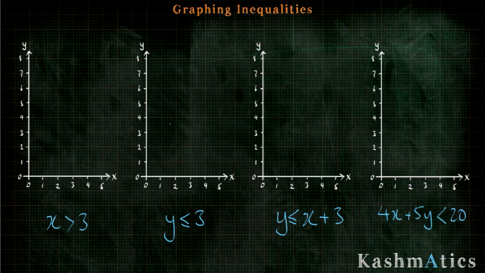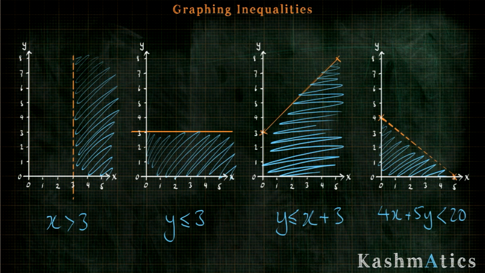So here's 4 for you to try. Pause the video and give them a go. Right, so I'm just about to reveal the answers. So here we go. Okay, so pay close attention to the type of line I've drawn, so whether it's solid or whether it's dashed, and then make sure you've got the right region.